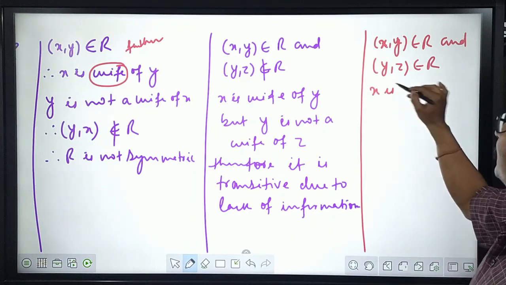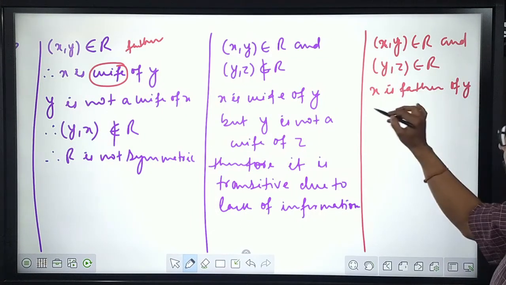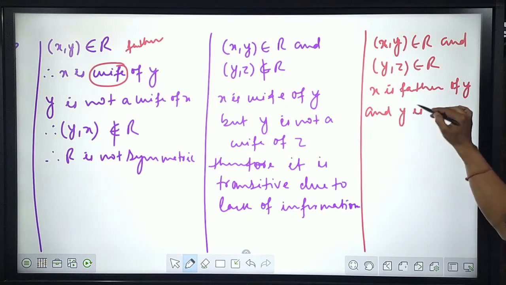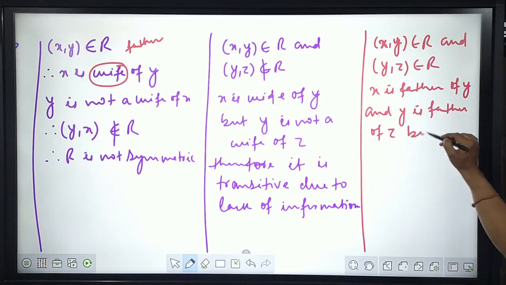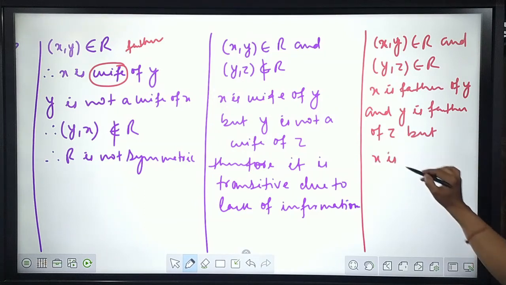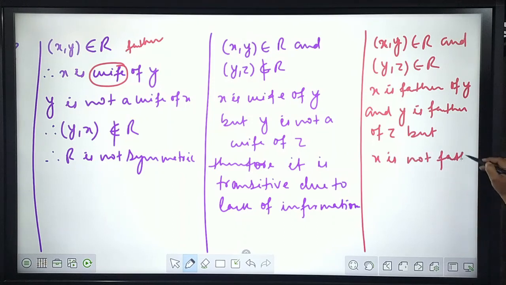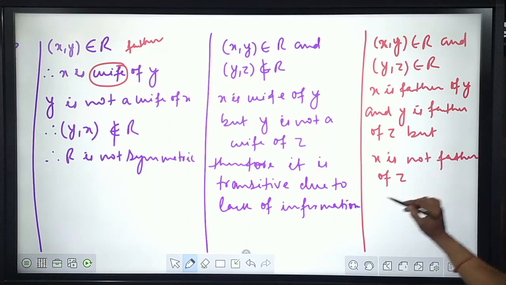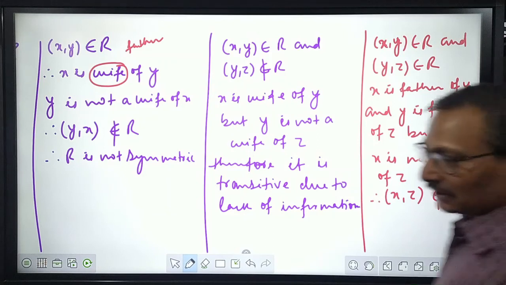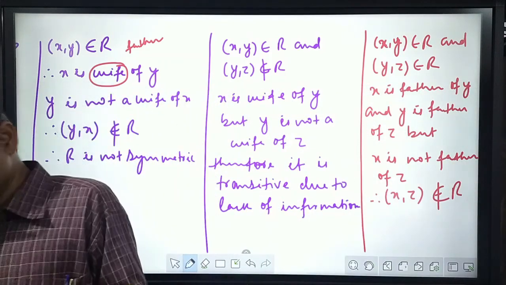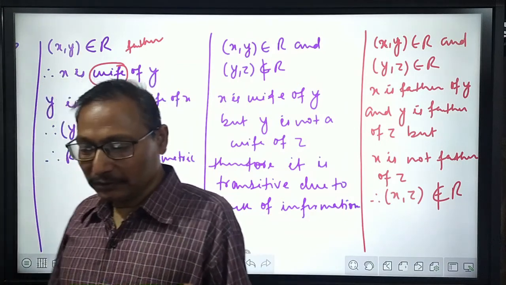So x is father of y. Similarly, y is father of z, but x is grandfather of z, not father of z. Therefore, x comma z cannot be a member of R. So mind it, if the relation is of father, then this relation is neither reflexive, nor symmetric, nor transitive.